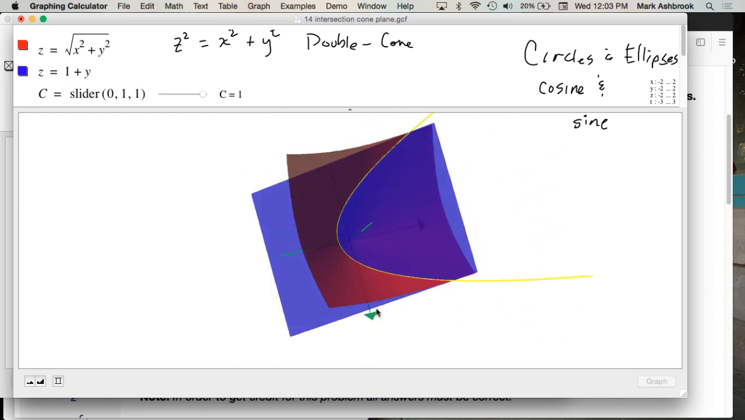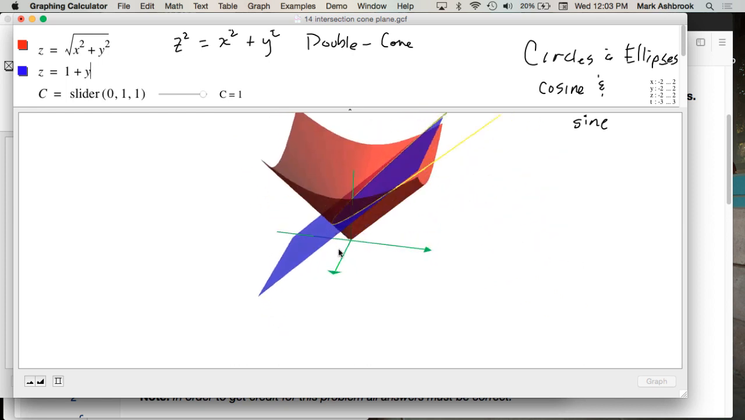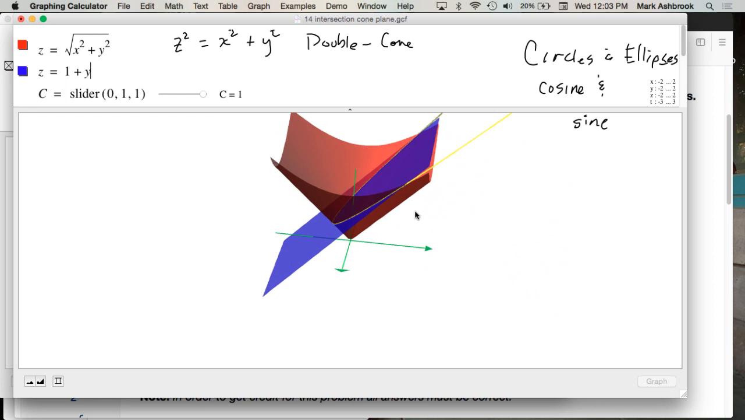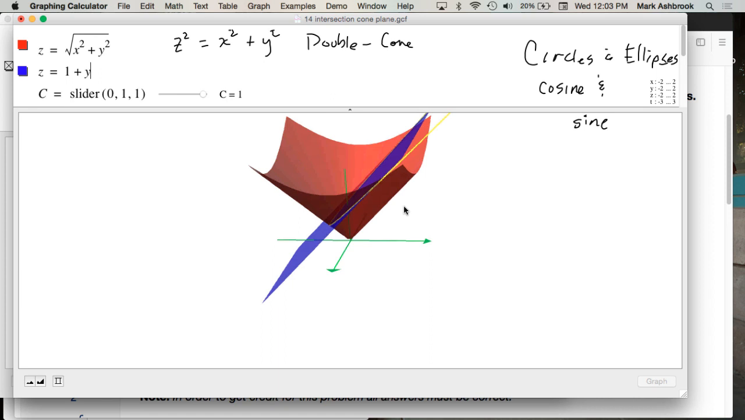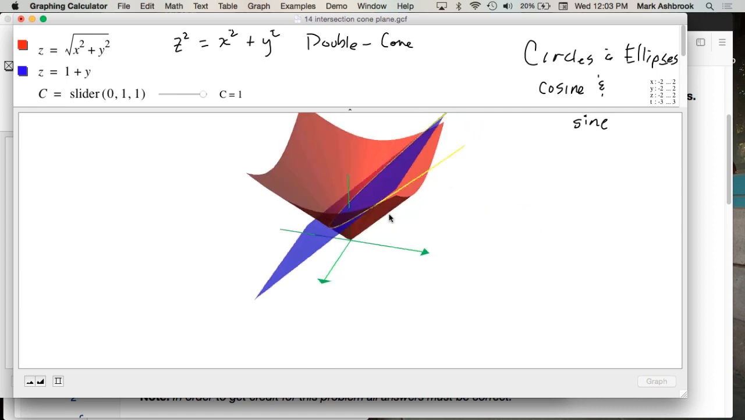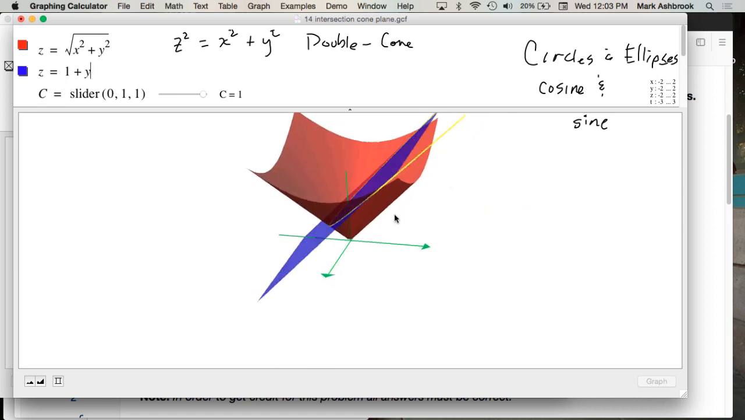Okay, so will we use cosine and sine for this one? No, because it's a parabola, right? It's not a circle or ellipse. We know we're expecting a parabola here, because the angle of that plane is the same as the angle of the edge of the cone. So because we're expecting a parabola, we're not going to do this using cosine and sine. So we're going to bring these two equations together and write the vector function for the intersection.